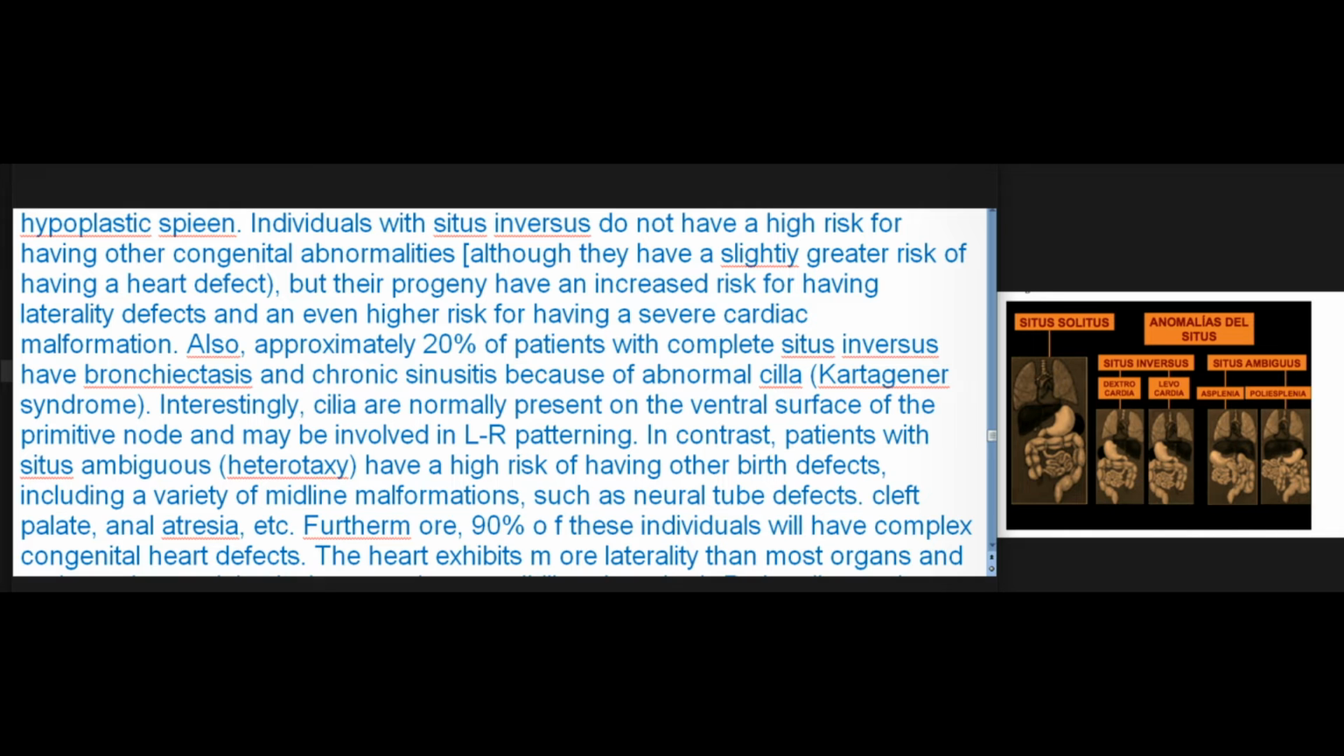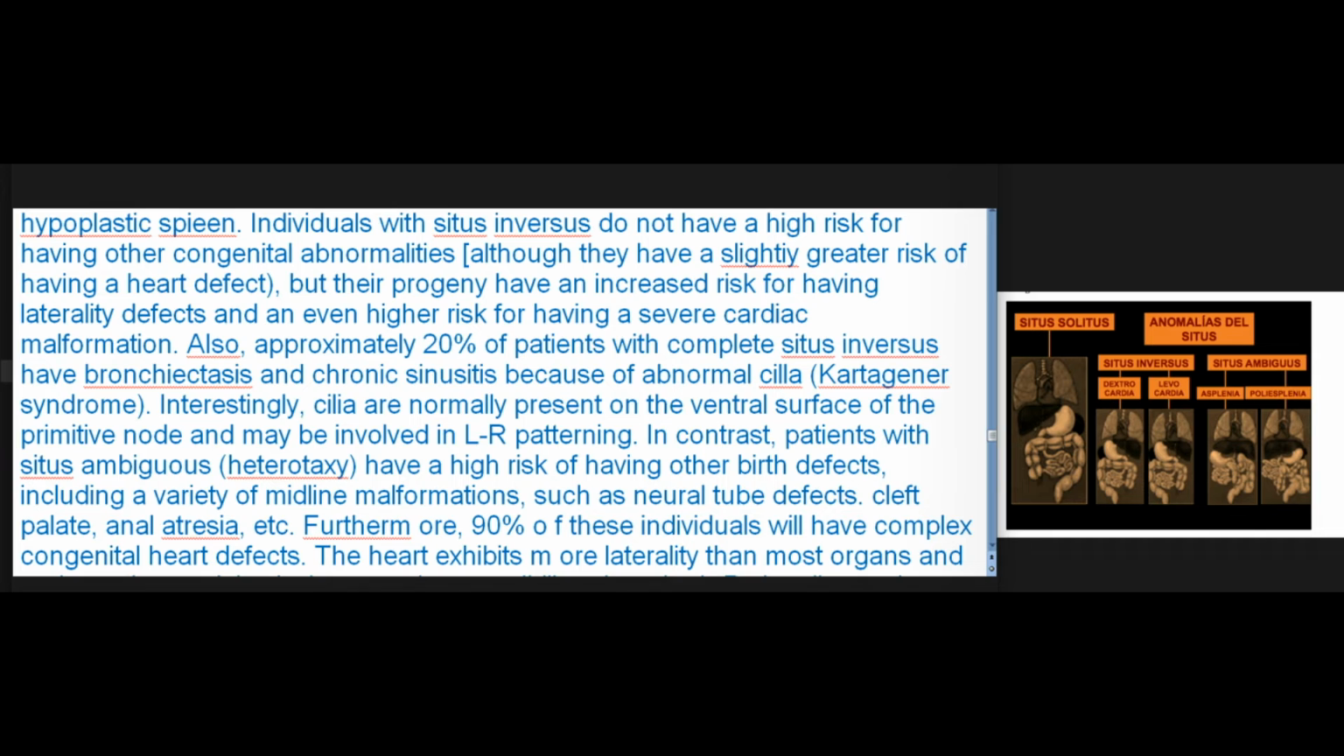Also, approximately 20% of patients with complete situs inversus have bronchiectasis and chronic sinusitis because of abnormal cilia, Kartagener syndrome. Interestingly, cilia are normally present on the ventral surface of the primitive node and may be involved in LR patterning. In contrast, patients with situs ambiguus, heterotaxy, have a high risk of having other birth defects, including a variety of midline malformations, such as neural tube defects, cleft palate, anal atresia, etc. Furthermore, 90% of these individuals will have complex congenital heart defects.